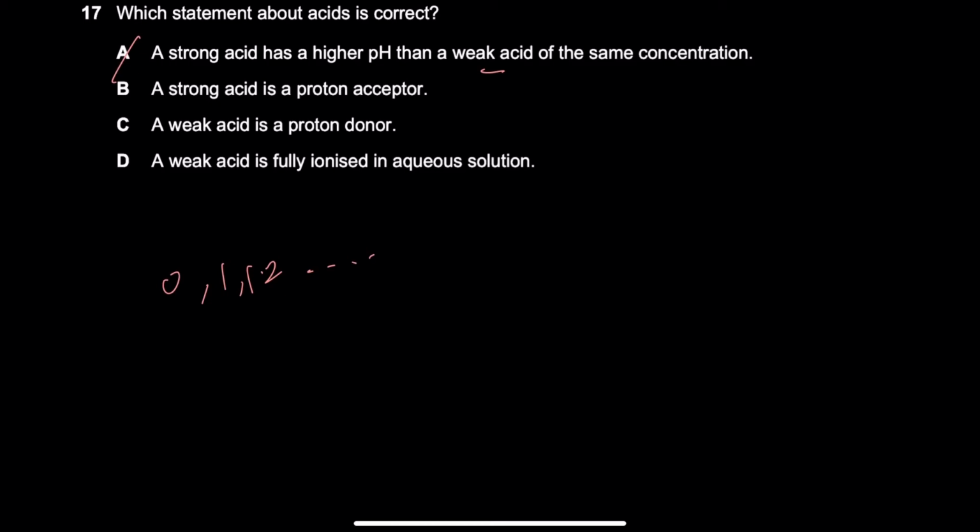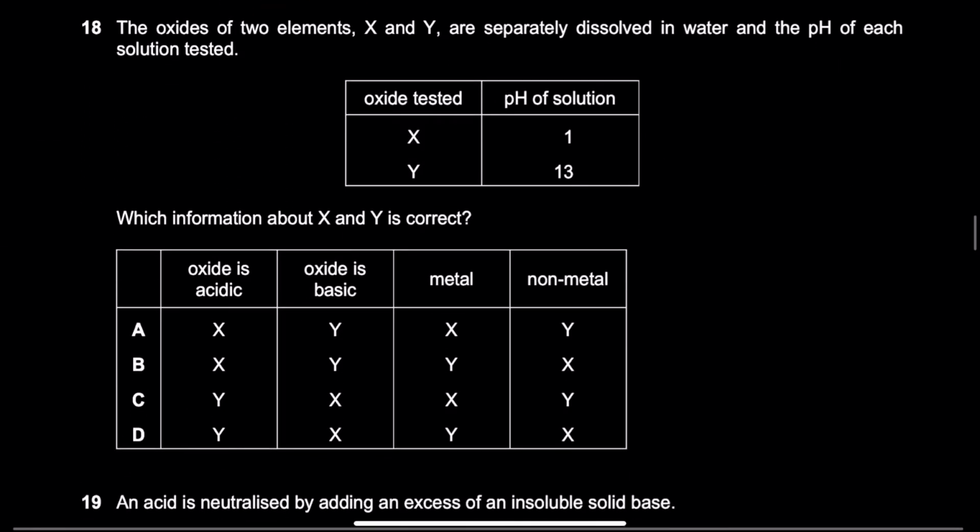A strong acid is a proton acceptor. No, an acid is a proton donor. A weak acid is a proton donor. Yep, that's true. A weak acid is fully ionized in aqueous solution. No, it's partially ionized, right? So that is also wrong.